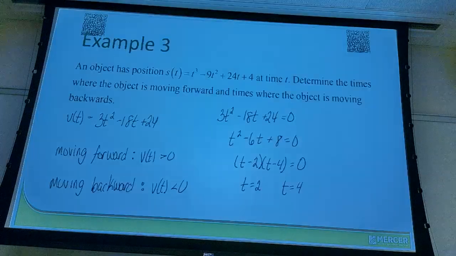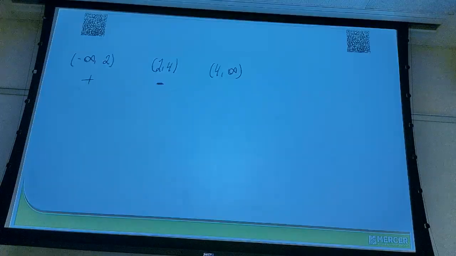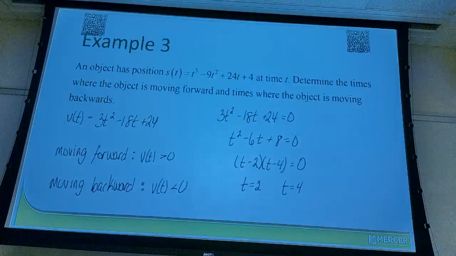4 to infinity. I like to pick large numbers. 10, 100, 1,000. It doesn't matter. 10 works. 10 minus 2, 10 minus 4, both positive. Positive times positive is positive.